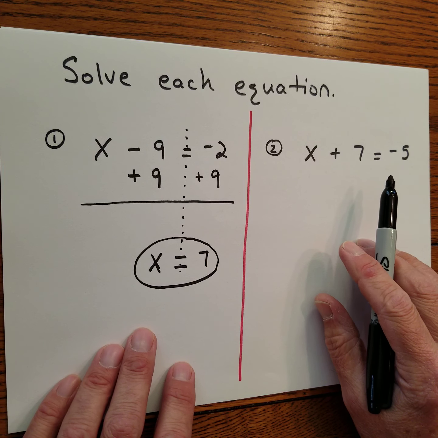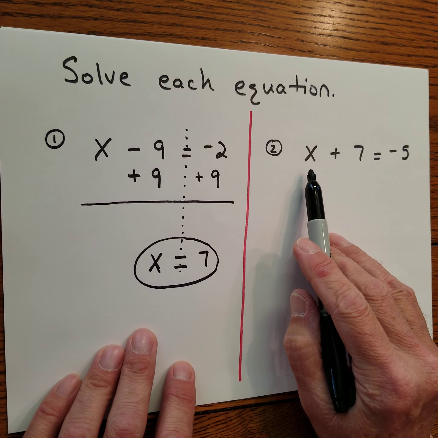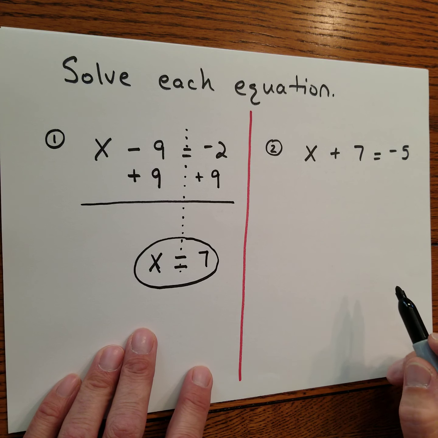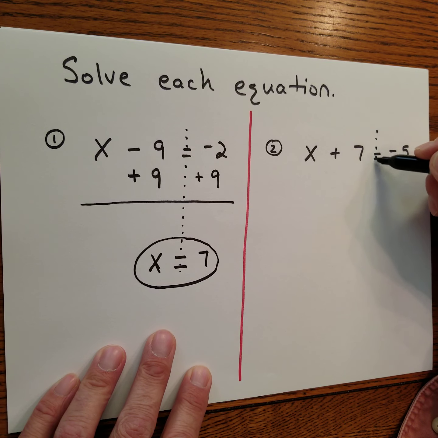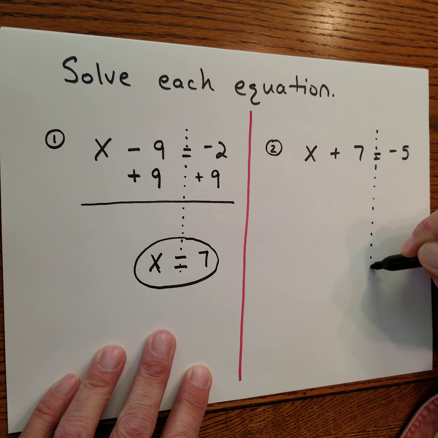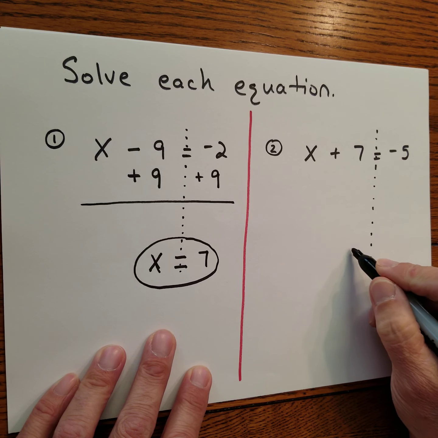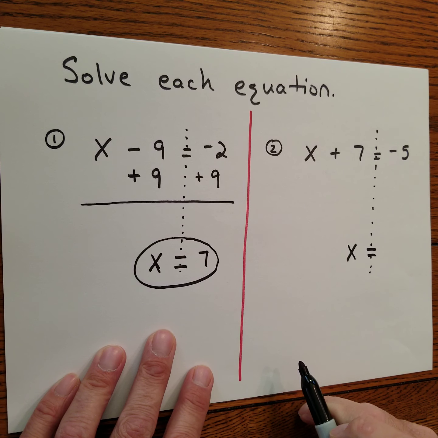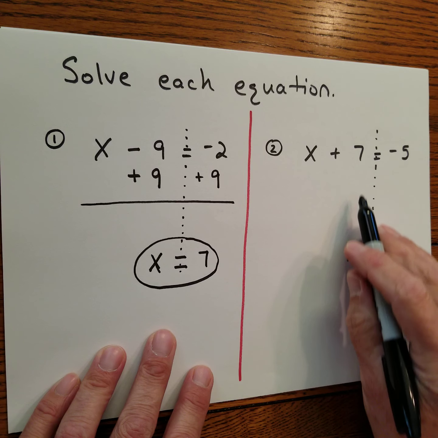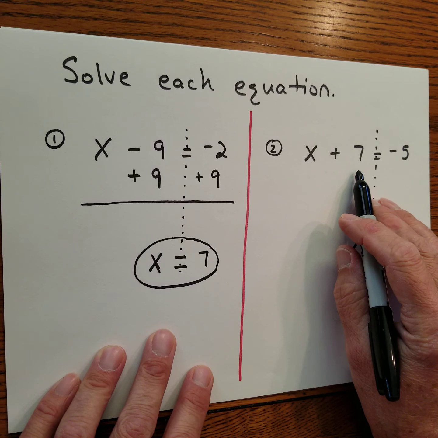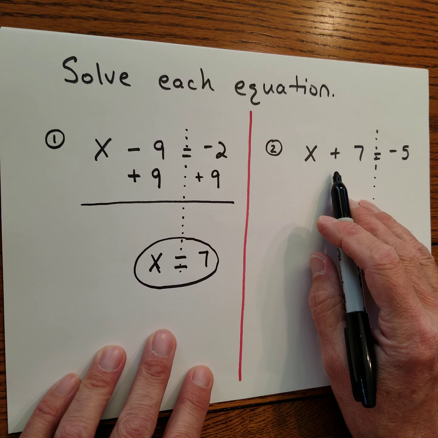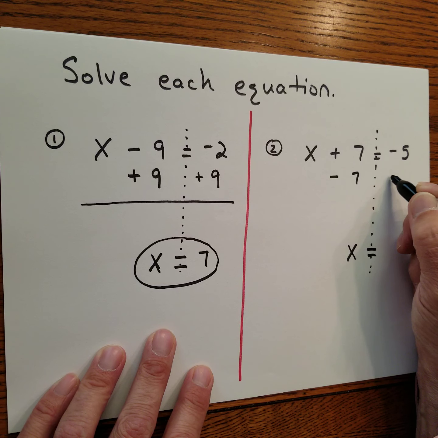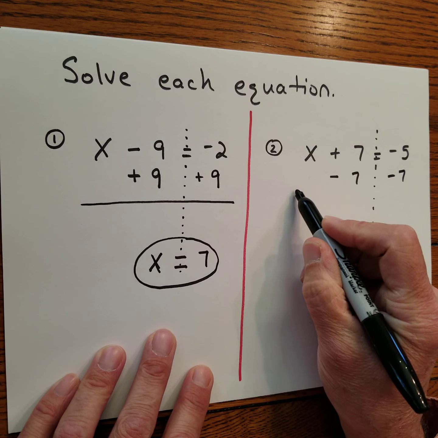Can you do number 2 in your head? Can you think of a number that you can add 7 to and end up with -5? Here's how to show the work. When I'm finished, I want x on the left side of the fence and my answer on the right. To get x by itself, this 7 has to leave. The 7 and the x are being added. What's the inverse to addition? Subtraction. Subtract 7 from both sides.